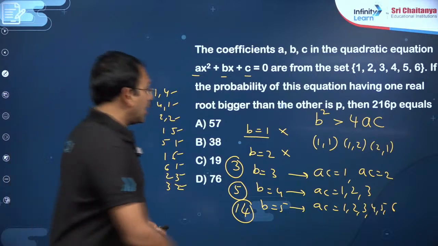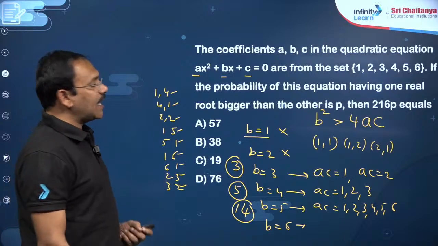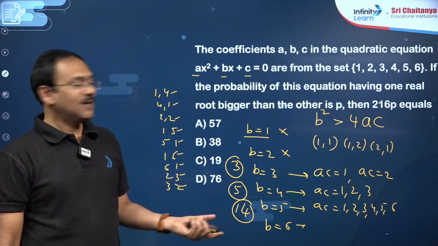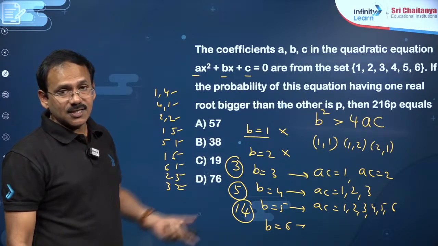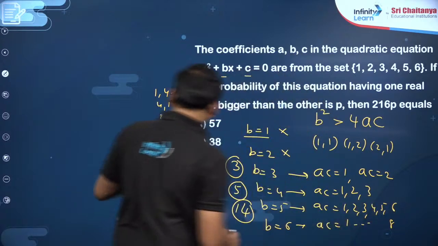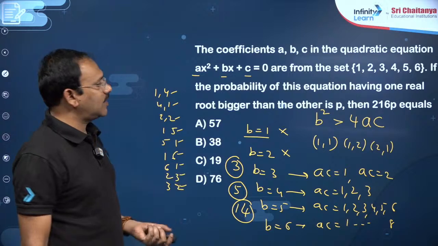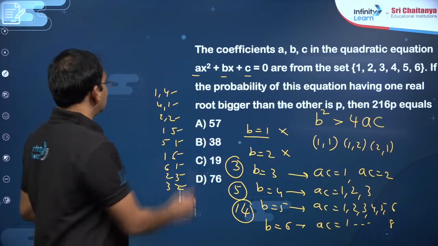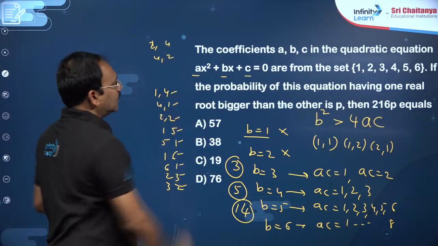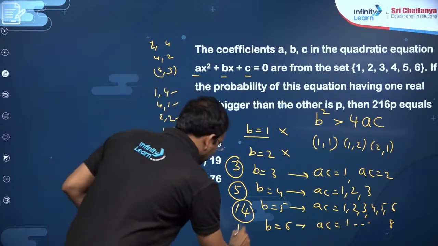Now b is equal to 6, b² is 36. 36 divided by 4 is 9, but ac cannot be exactly 9 because that would give equality, so ac can be up to 8. Up to 6, 14 are already there. ac = 7 is not possible here, only (1,7) and (7,1) would be out of range. ac = 8 means (2,4) and (4,2) are possible, then ac = 9 means (3,3) is possible. So you can add 3 more to this, that means 17.